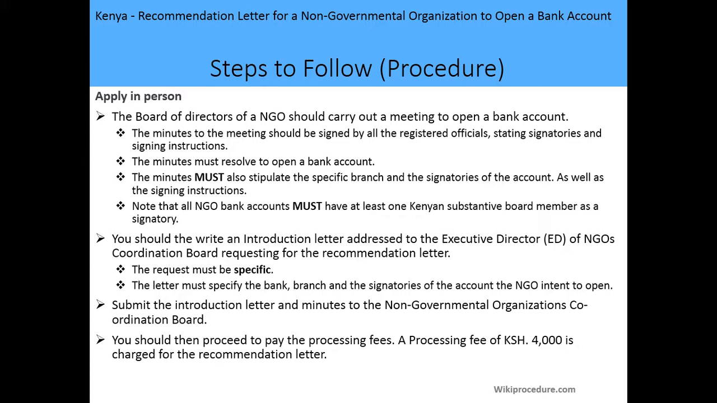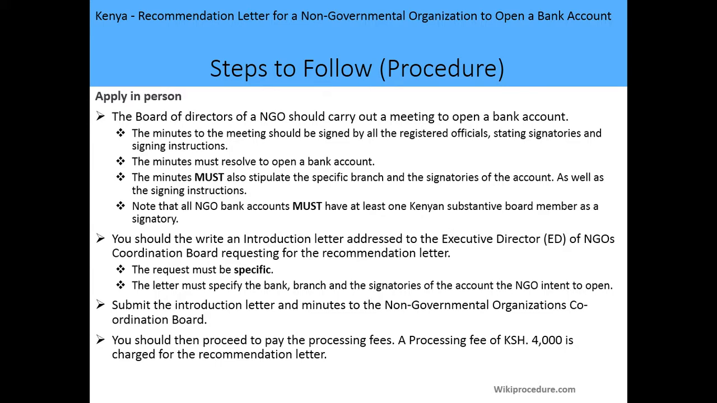2, after you have done that, you should write a formal introduction letter addressed to the executive director of the NGO, Non-Governmental Organization Coordination Board, requesting a recommendation letter. The letter must be specific in terms of which bank account you want to open, who the signatories are and the signing instructions, and also the names of those who are going to be signatories. And the letter must also specify the bank branch, as I've already stated.